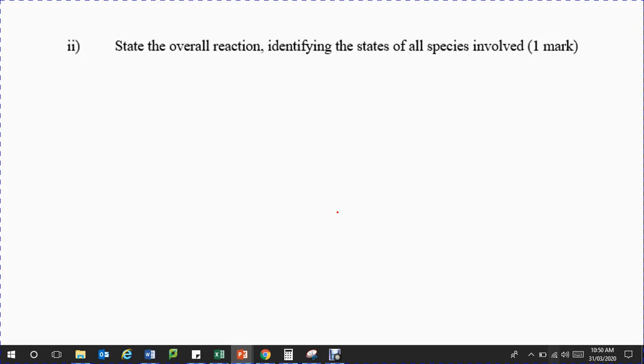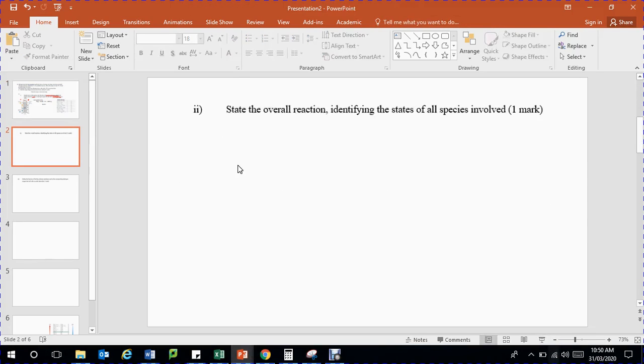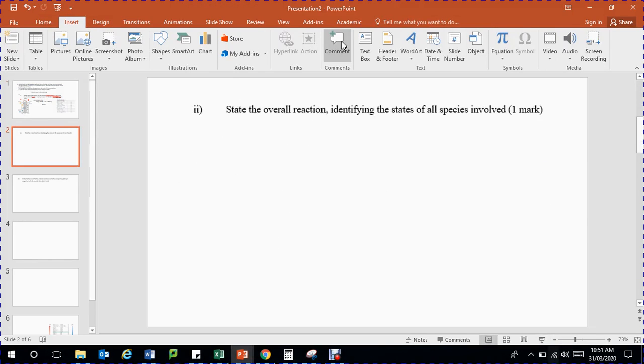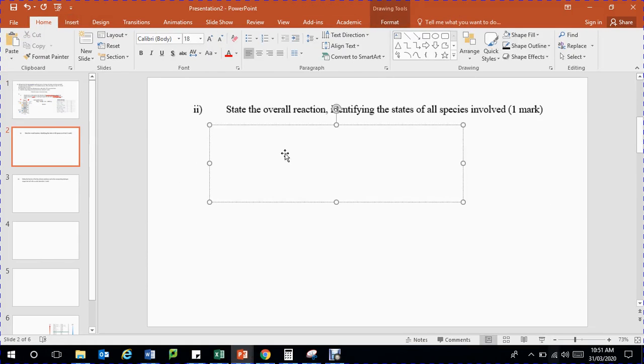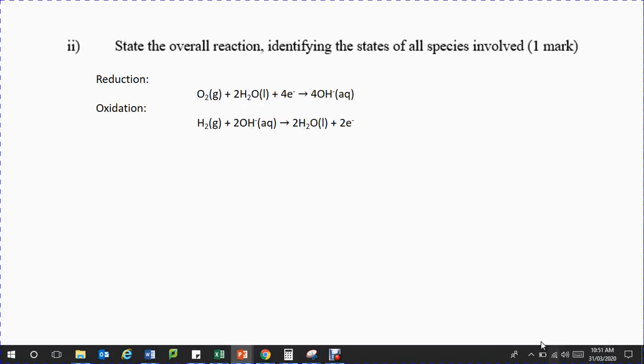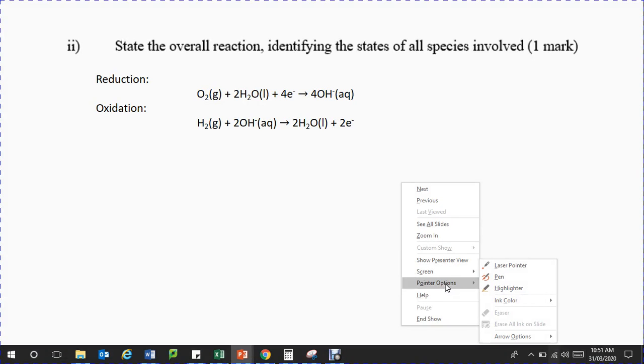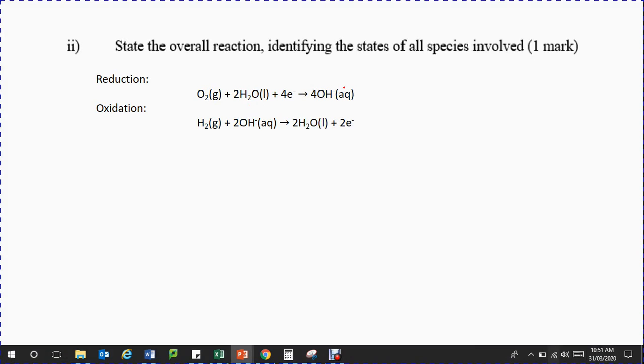So if we write out our equations, over at the cathode we had O2 plus 2H2O plus 4 electrons. I really can't write very well with this. Okay, there we go. Done. So I've got our two half equations. This was our answer to VI. If I cancel out what is the same, I get my overall reaction.